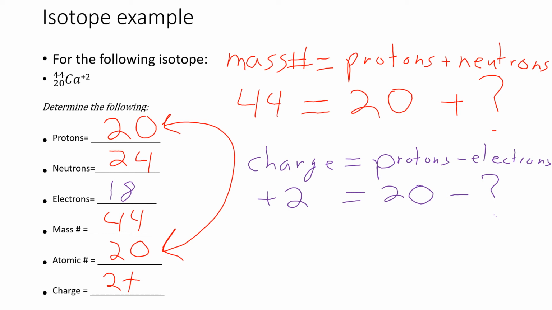Or you can think about it a little bit more chemically. Protons are positively charged, electrons are negatively charged. Well, what's my net charge? My net charge is positive, so I better have more protons than electrons. My number of electrons has to be less than my number of protons. How much less? Well, 2 less. So that's how you go through and extract that information out of these isotopic designations.